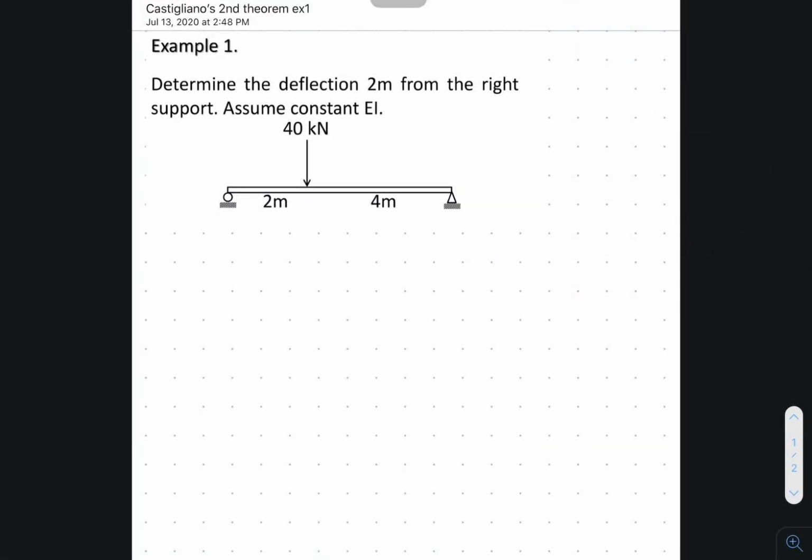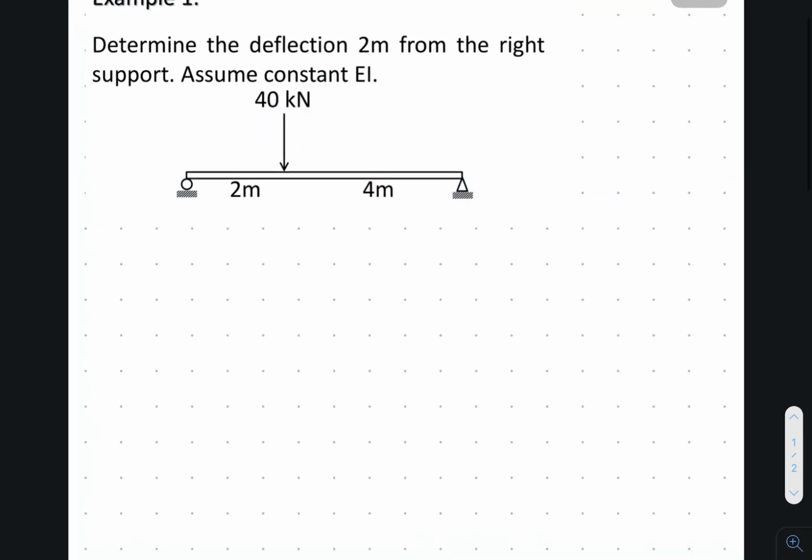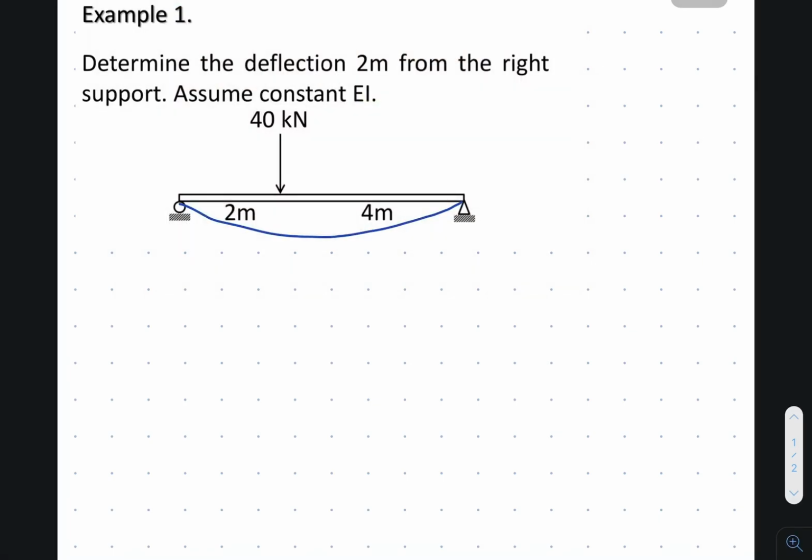So example number 1, determine the deflection 2 meters from the right support. Before solving for the reaction, all we have to remember is first to get the estimated deflection or elastic curve and place the point at which deflection is asked. In this case, it's at 2 meters here. This is the deflection being asked.